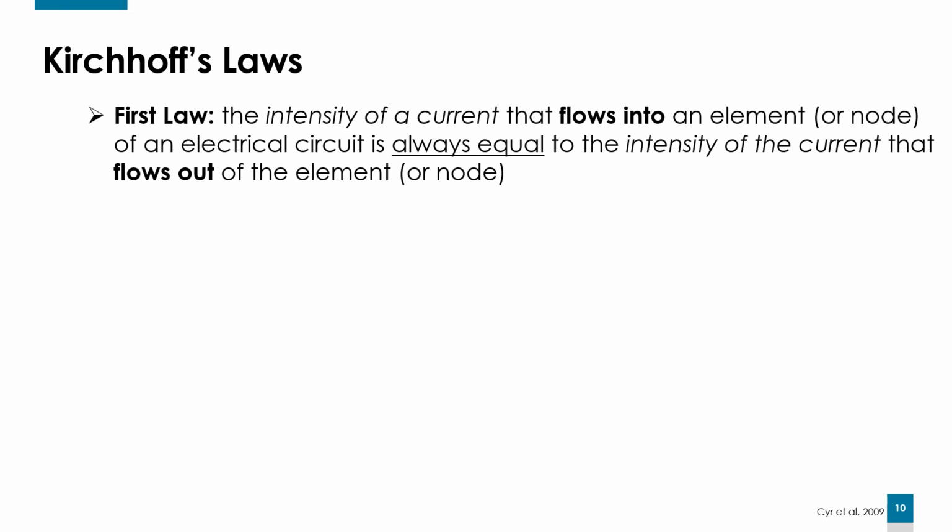To do some calculation about this, we use 2 main laws that we call Kirchhoff's Laws. The first law says the intensity of a current that flows into an element or node of an electric circuit is always equal to the intensity of the current that flows out of that element. So the current that comes in goes out of the node.